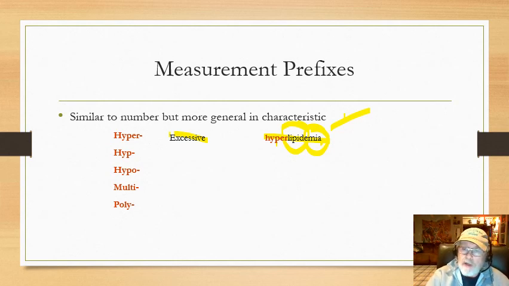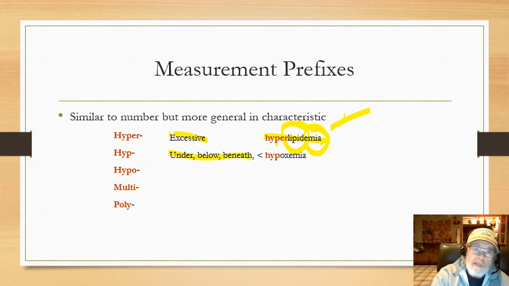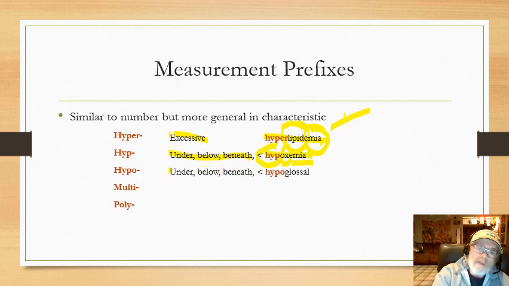Makes sense, okay? Hypo, H-Y-P-O, means under, below, or beneath, okay? And this word right here, hypoxemia. And again, we get our emia. Emia means blood. Hypo means low or below or beneath. And ox means oxygen. So when people have low oxygen levels in the blood, it's called hypoxemia. Emia, blood, hypo, low, ox, oxygen. Okay, so that's that. And also hypo means under, below, or beneath.